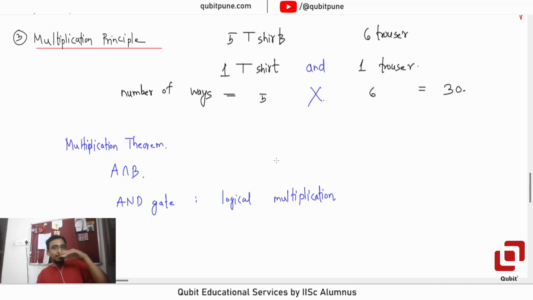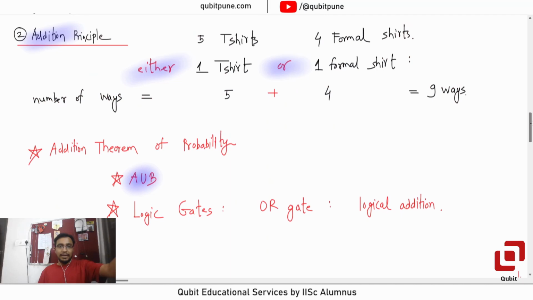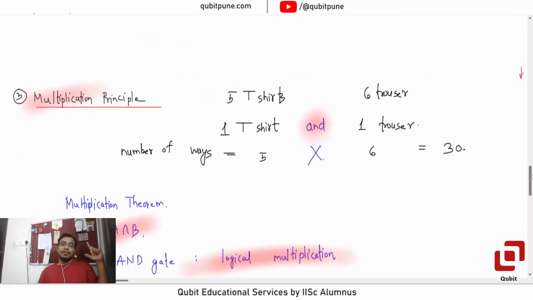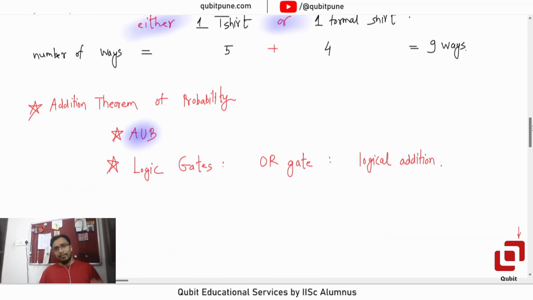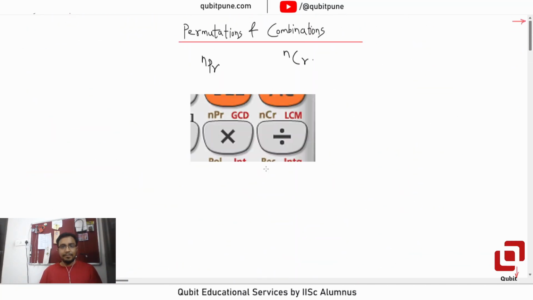So multiplication principle is when you frame your problem or your solution is this and that. So when it is and, then we multiply. It is usually intersection and logical multiplication and. Don't forget the three words: multiplication, and, intersection; addition, either or, union. Now everything is based on these three principles only.